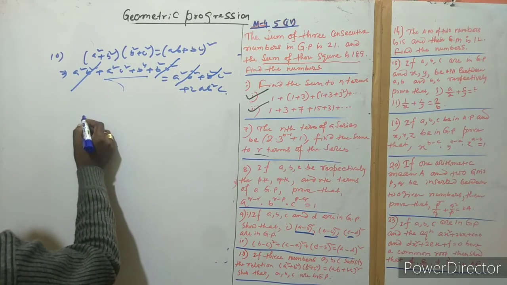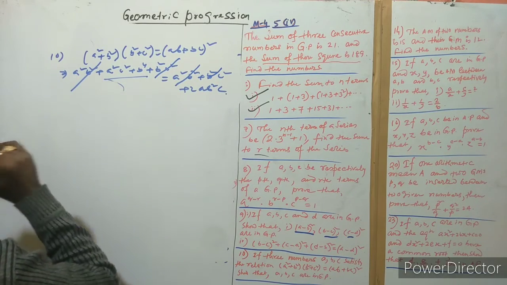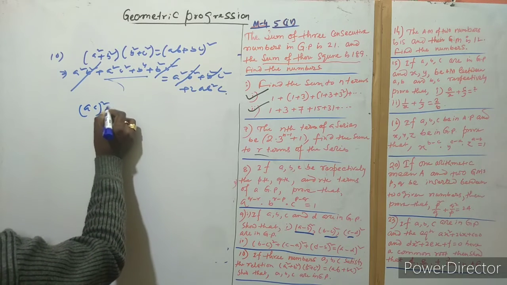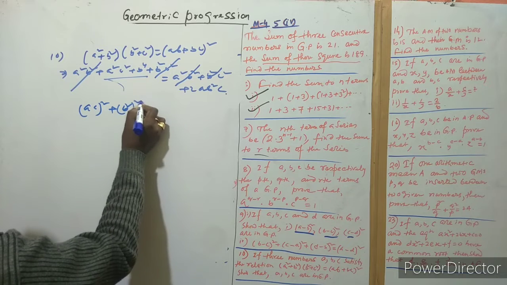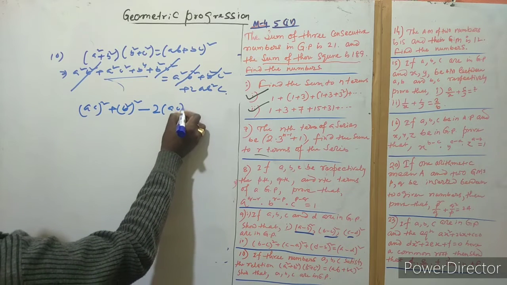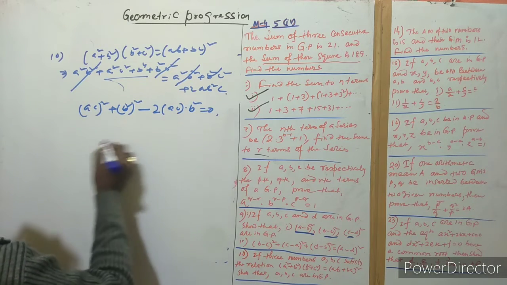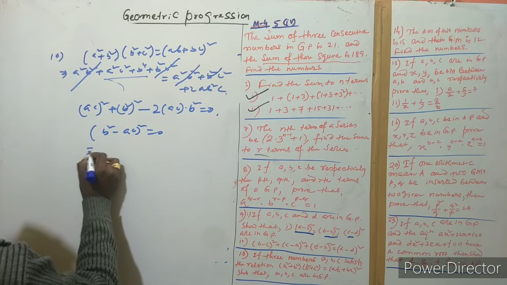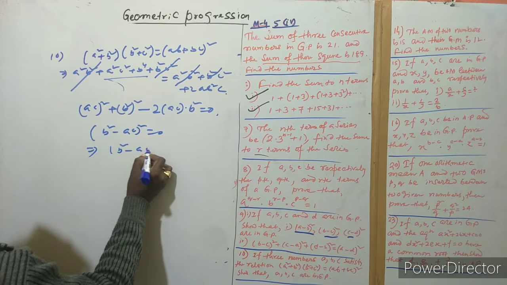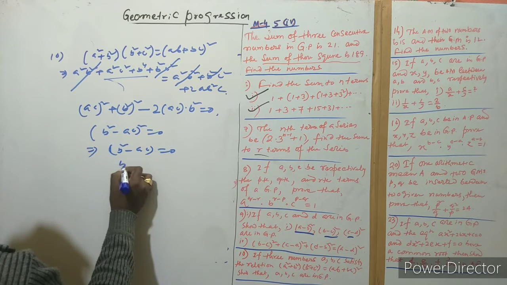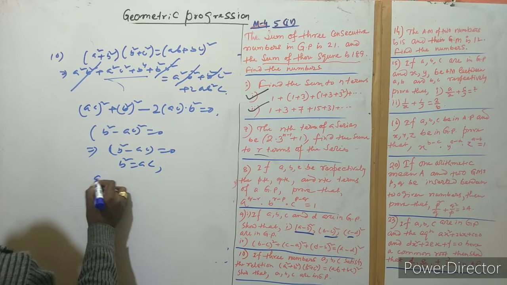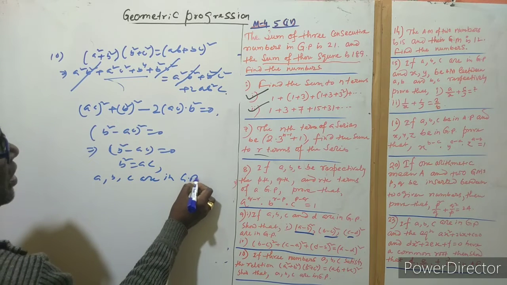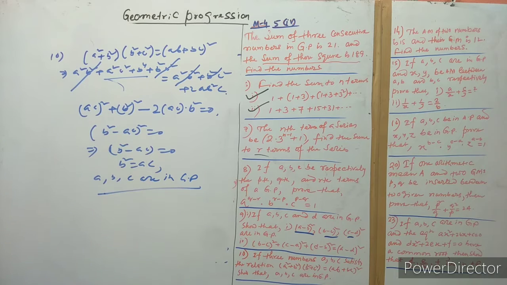So now from that we get here AC whole square, B square whole square, minus twice AC into B square equal to 0. So that's why B square minus AC whole square equal to 0. So it implies that B square minus AC equal to 0. So B square equal to AC. Therefore A, B, C are in GP. This is the relation.